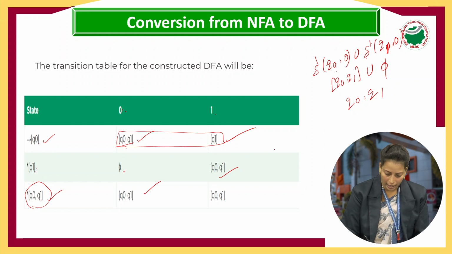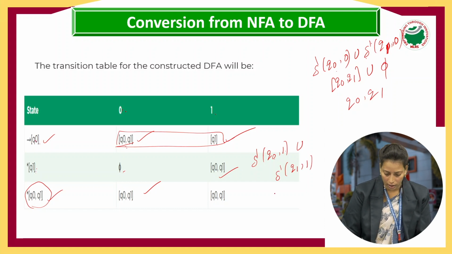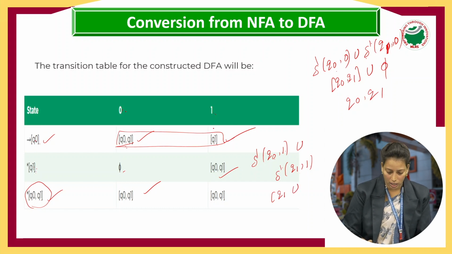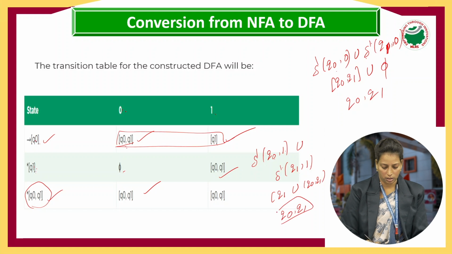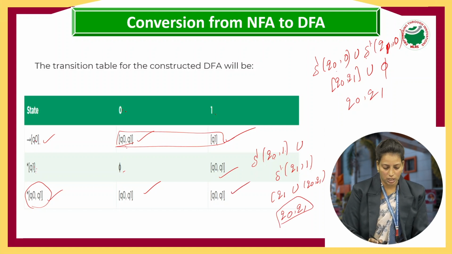Next, Q0 Q1 of 1. How to write? Delta dash of Q0 of 1 union delta dash of Q1 of 1. Q0 of 1 is Q1, union delta dash of Q1 of 1, which is Q0 comma Q1. So Q0 comma Q1 is the result. So this is the DFA transition table.